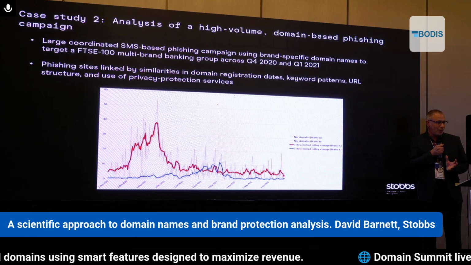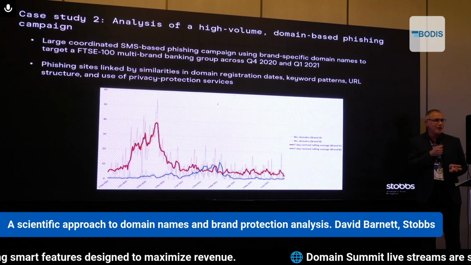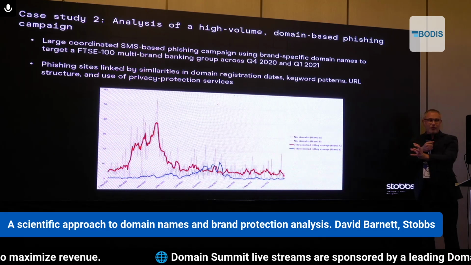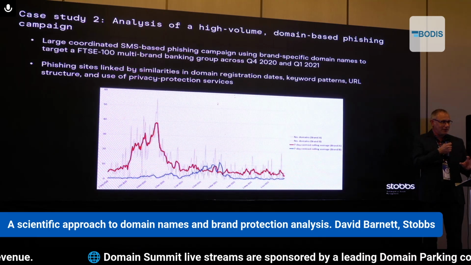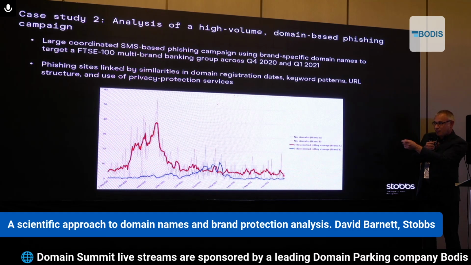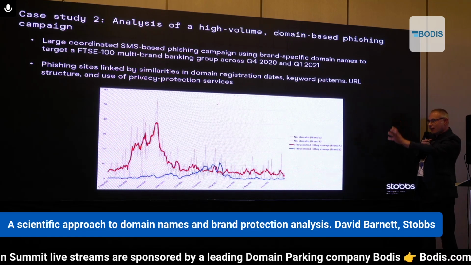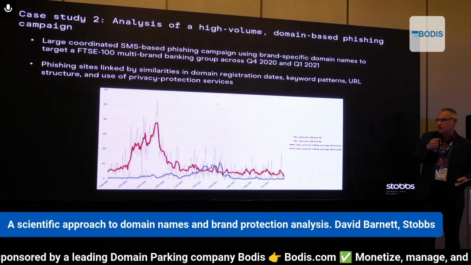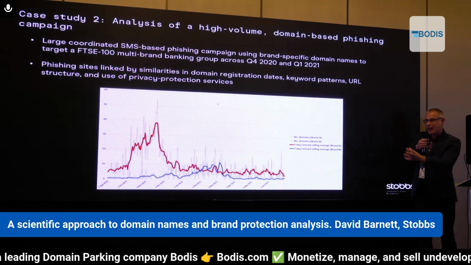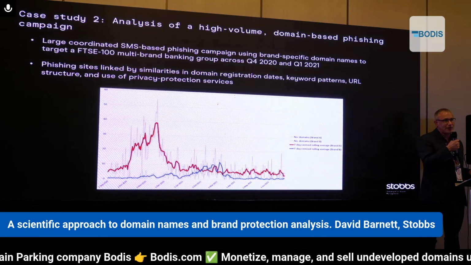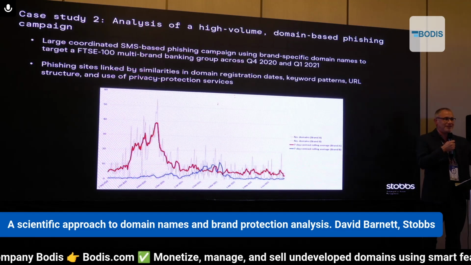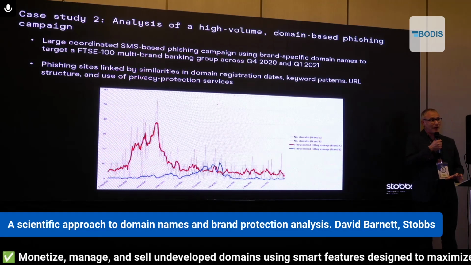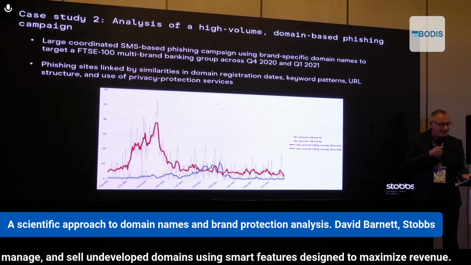The number of domains used in this phishing campaign was so high that it dominated the overall pattern of all domains registered containing that brand name over the period we're interested in. So this is one way you can see how looking at domain registration activity allows you to track the progress of the campaign. Obviously, we could have filtered it down and looked at just the ones related to the particular patterns we knew were related to this campaign. But in this case, the numbers were so high that it dominated the overall landscape.